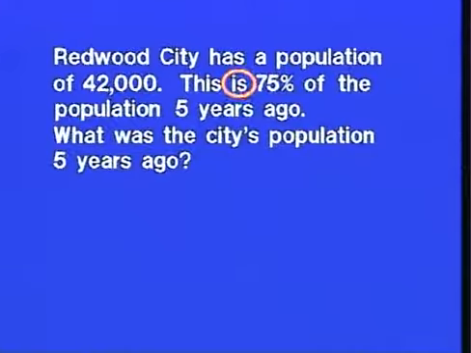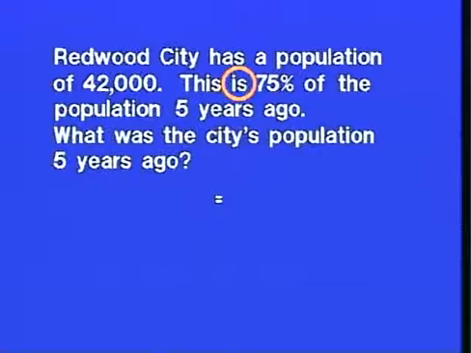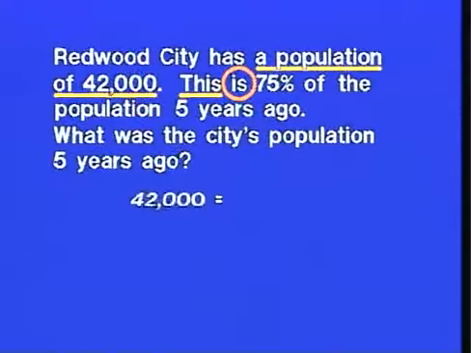What I know about this sentence is that is going to mean equals. All right, now what about what's on the left side of the equal sign, the this idea? What does this refer to? Well, it refers to information in the previous sentence. It refers to that population of 42,000. So the this in the second sentence really is 42,000. 42,000 is 75% of the population 5 years ago, you see.